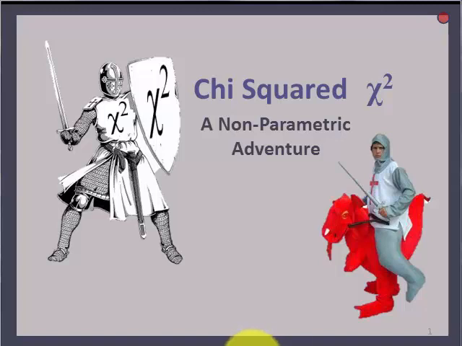All right, our next adventure, chi-squared, a non-parametric adventure. So you should notice here, I spent some time adapting the knight to represent chi-squared.